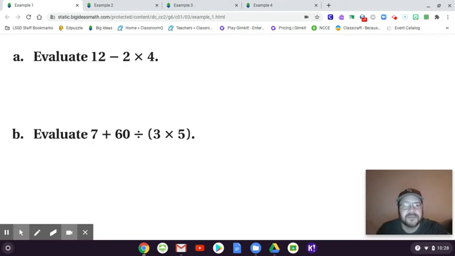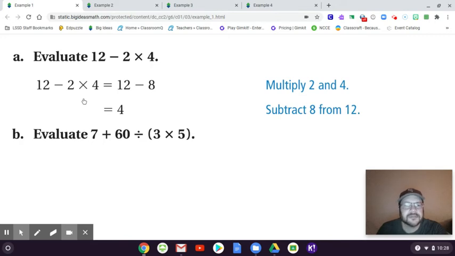So the first thing you do is 2 times 4. So 2 times 4 is 8. So we're ending up doing 12 minus 8. And our final answer is 4. So that is the correct answer to this problem.